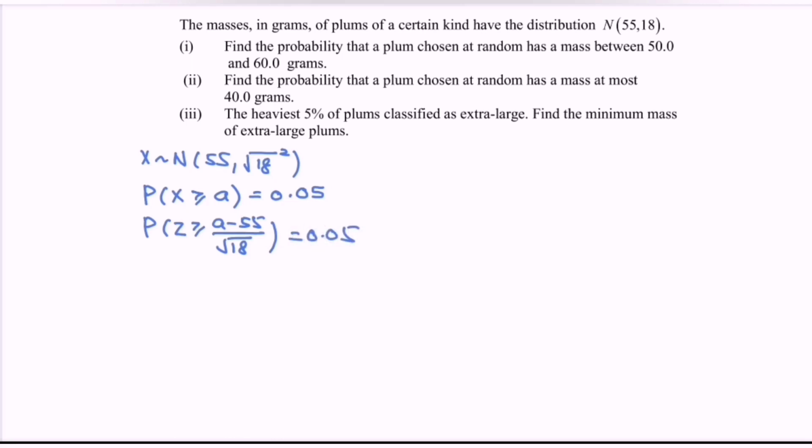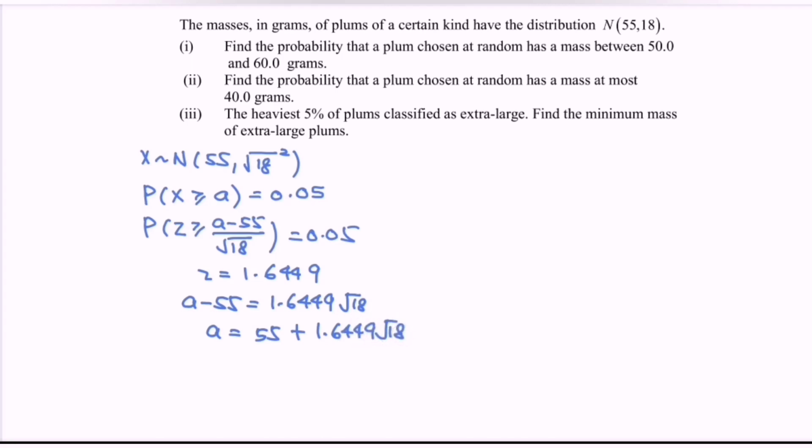Kindly refer to the statistical table, especially page 23. The z in here is equal to 1.6449. So A minus 55 equals 1.6449 multiplied with the square root of 18. So A is equal to 55 plus 1.6449 multiplied with the square root of 18. So A will be equal to 61.9, or we can say 62.